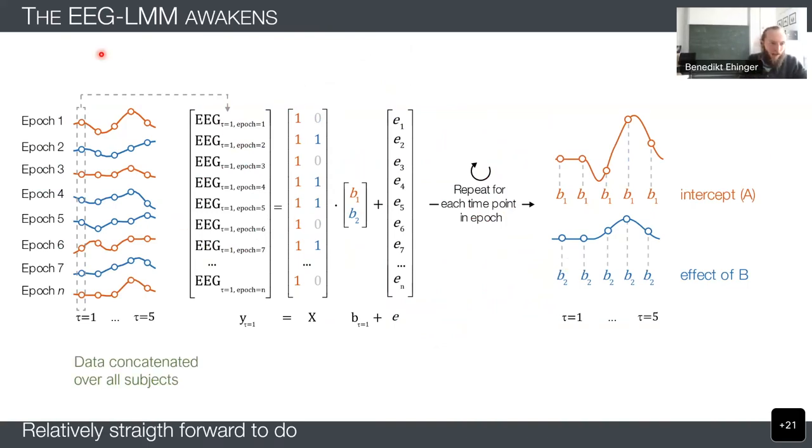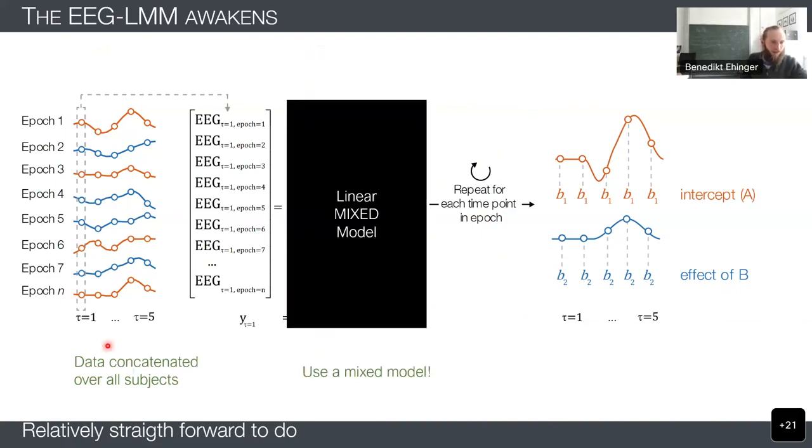Instead of fitting a linear model, we are fitting here a linear mixed model. And for that, we have to concatenate all the data for all the subjects. We're using a mixed model. And of course, we're not only going to get this out, but we're also going to have what we call random effects. These are kind of like modeling the variability of the subjects.